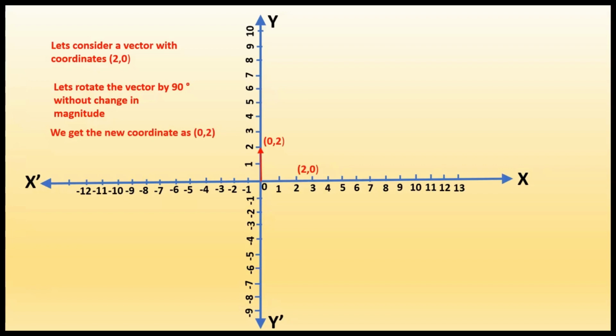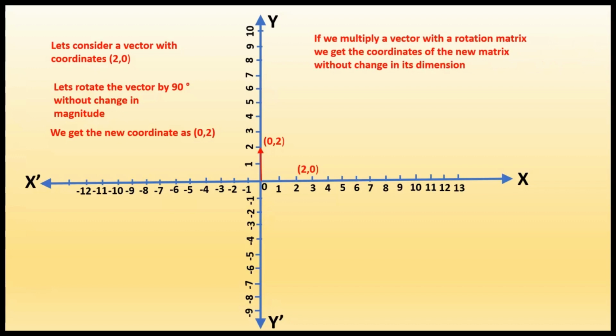Now how will we change the value of 2, 0 to 0, 2? For that, if we multiply a vector with a rotation matrix, we get the coordinates of the new vector without change in its dimension. Now what is the rotation matrix? It has a common form: cos theta, minus sin theta, sin theta, and cos theta.